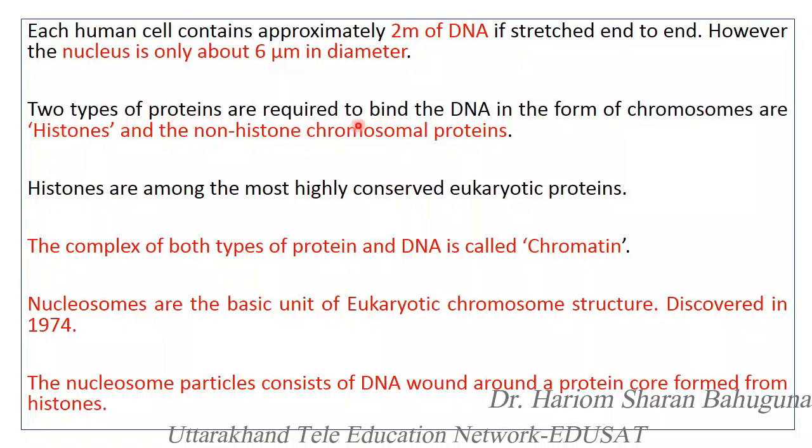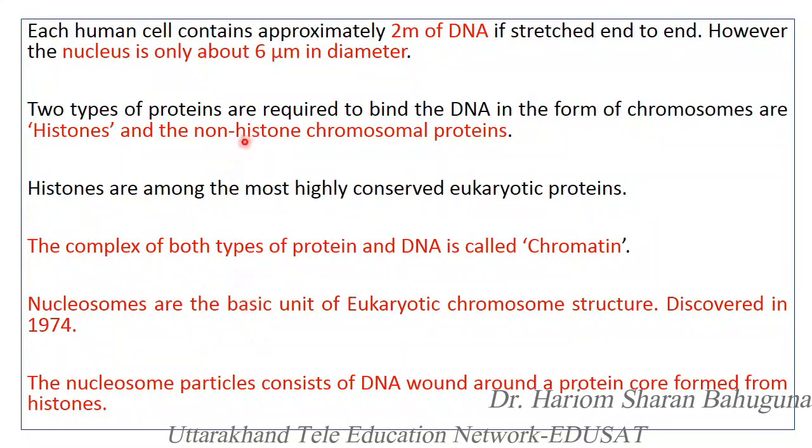Two types of proteins are required to bind or fold the DNA in the form of a chromosome. These proteins are histones and non-histone chromosomal proteins. Histone proteins are the most conserved eukaryotic proteins. The complex of both types of protein and DNA is called chromatin. Nucleosomes, the basic unit of the eukaryotic chromosome, were discovered in 1974, and the nucleosome particles consist of DNA wound around a protein coat formed by histone.